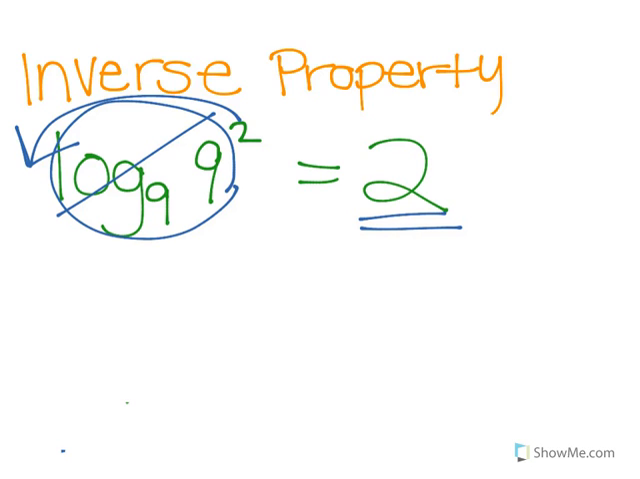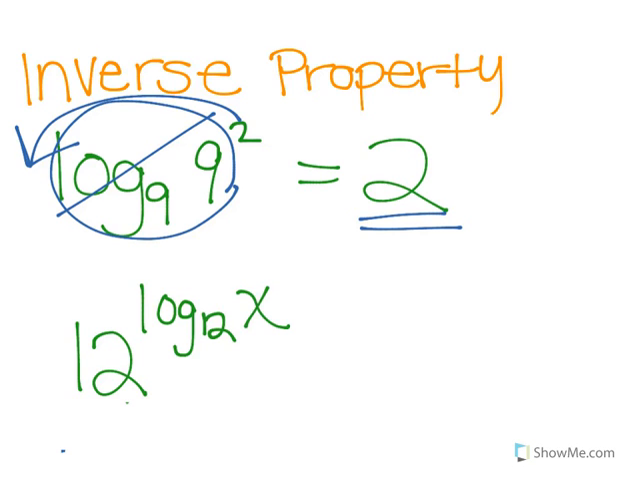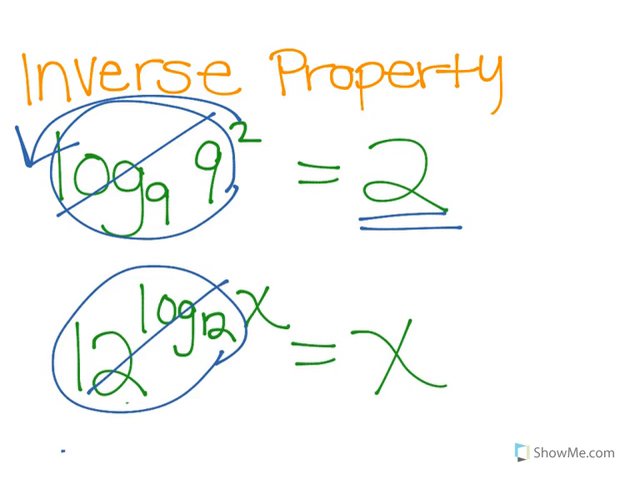Now given it the other way, if I have 12 to the log base 12 of x, then this equals x. You just have to know that this again turns into 1, it cancels out, it goes away, and this x flies down, which is why our answer is x.